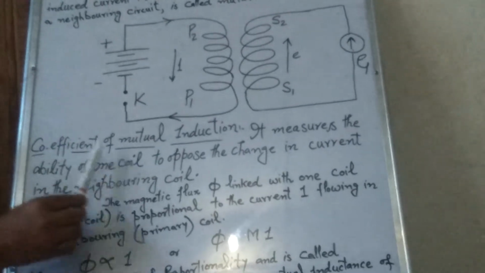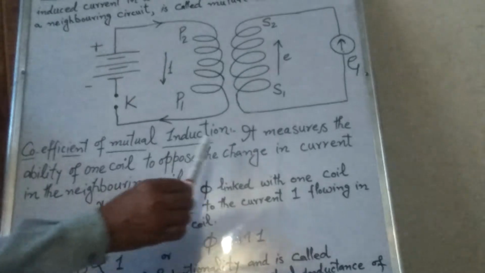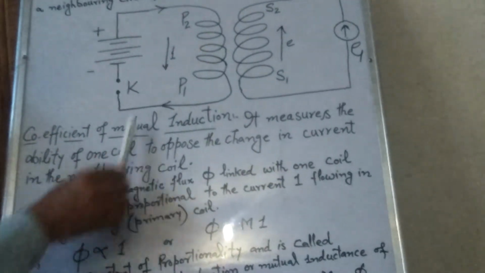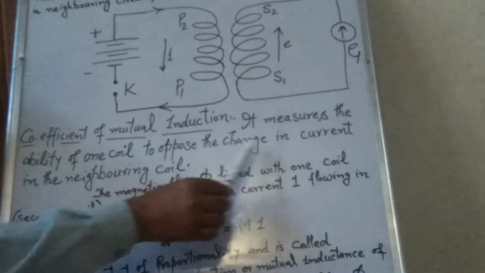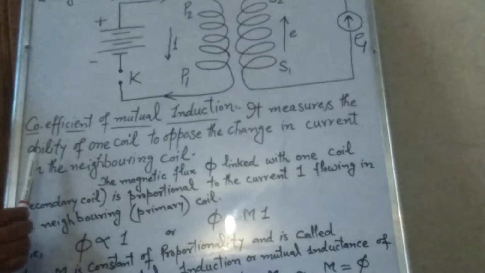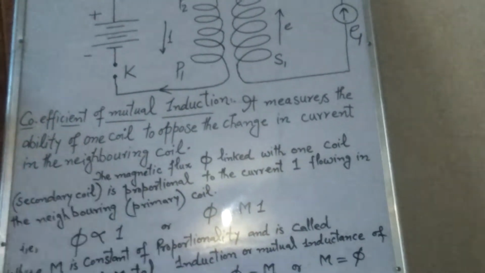Now what is the coefficient of mutual induction, or mutual inductance? The coefficient of mutual induction measures the ability of one coil to oppose the change in the current in the neighboring coil. It is the ability of one coil to oppose the change in the current in the neighboring coil.